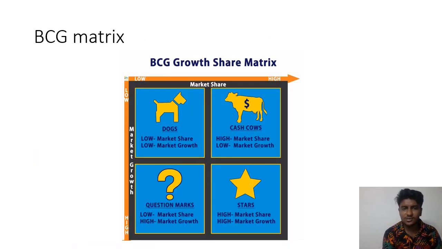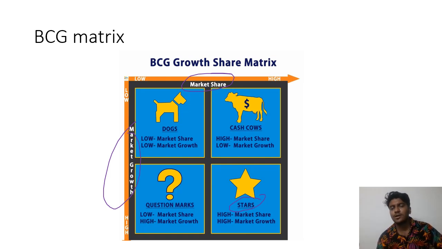BCG matrix, the Boston Consulting Group matrix. Basically, here you get an idea of the market growth and the market share. So there are dogs, cash cows, question marks, and stars. When your product is stated as a star, it has a high market share and a high market growth.